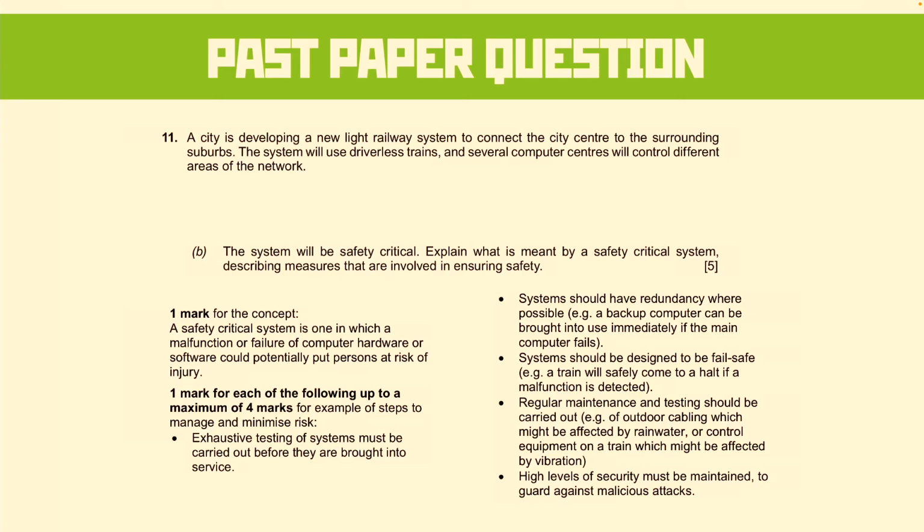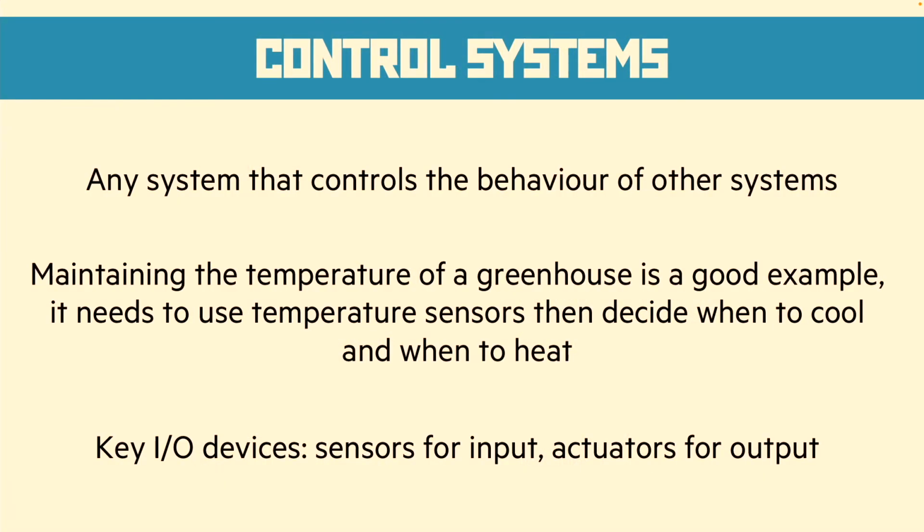You wouldn't want your Tesla to be hacked into and some script kiddie sends you on a self-driving journey across the country which you can't unlock your doors or get out of or interact in any way. Control systems then, it's any system that controls the behavior of another one. A good example is maintaining the temperature of a greenhouse. It needs to use temperature sensors and then decide when to cool and when to heat. And I suppose the same could be said of a shed as well.